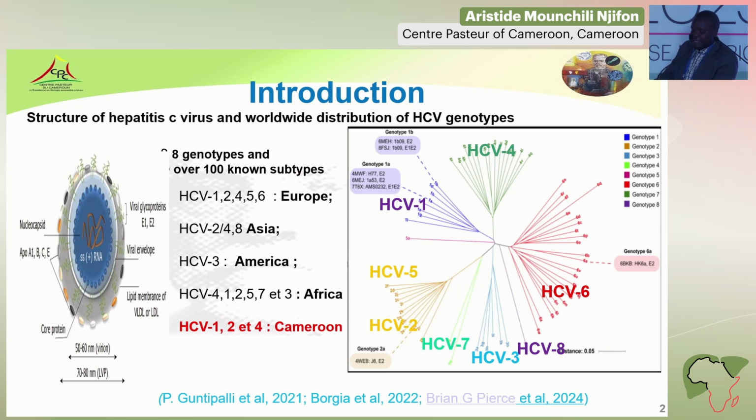The HCV has 8 genotypes with over 100 subtypes. In Cameroon, studies on molecular phylogeny have reported the circulation of 3 genotypes: genotype 1, genotype 2, and genotype 4.